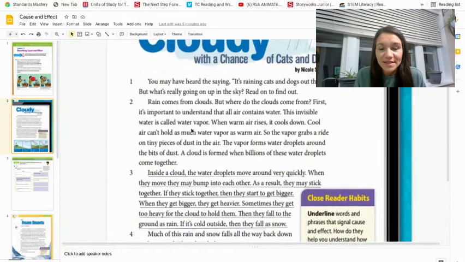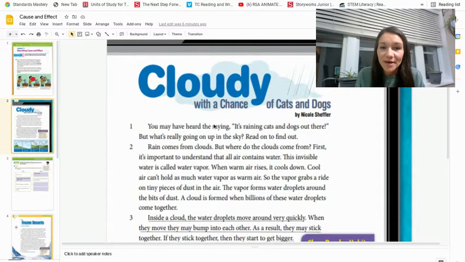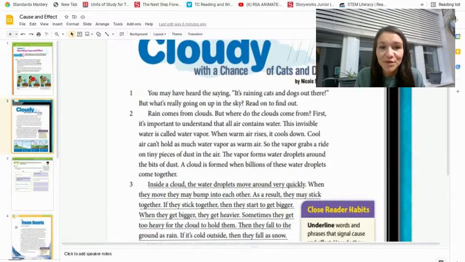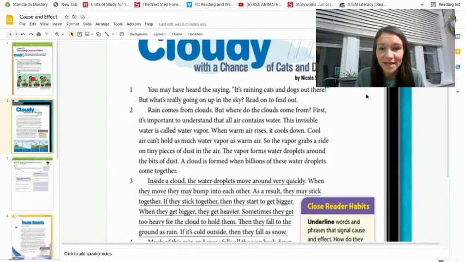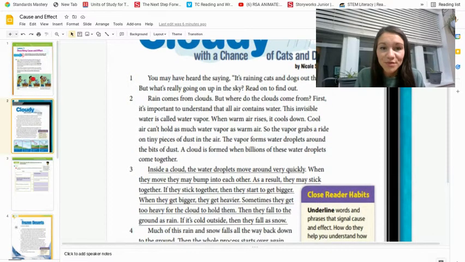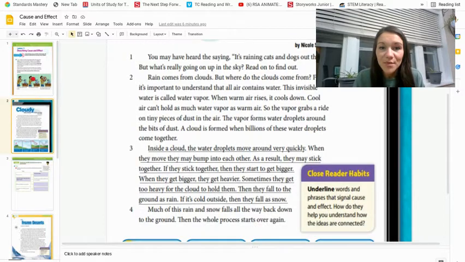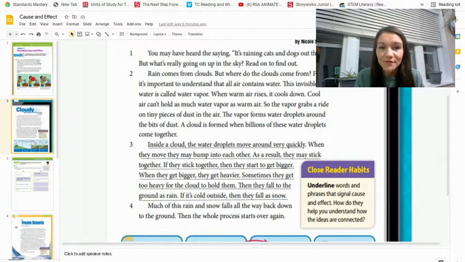Let's take a look at this text together. This is called Cloudy with a Chance of Cats and Dogs. You may have heard the saying, it's raining cats and dogs out there. But what's really going on up in the sky? Read on to find out. Rain comes from clouds, but where do the clouds come from? First, it's important to understand that all air contains water. This invisible water is called water vapor.